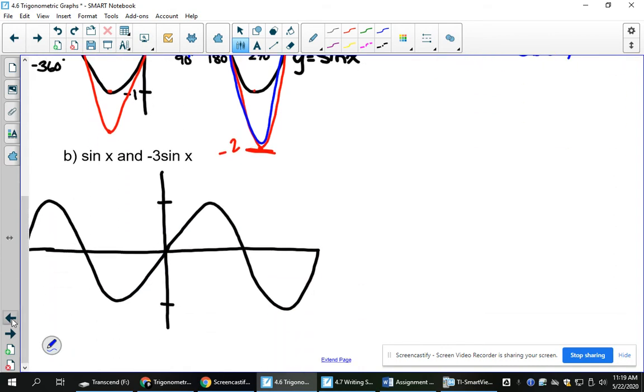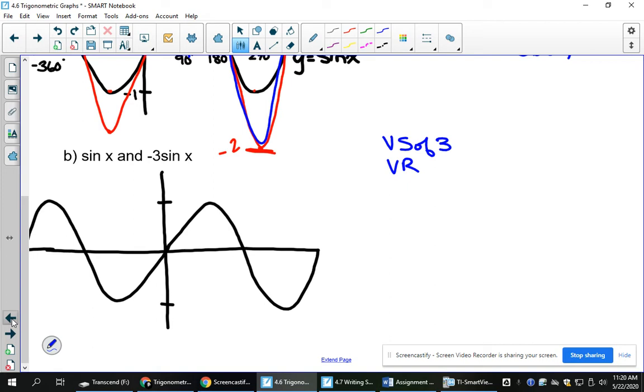Okay, let's do this one. Now we've got a negative in there. So think back to our first unit. What would we say? We would say that this is a vertical stretch of 3 about the x-axis, and we would say it was a vertical reflection.